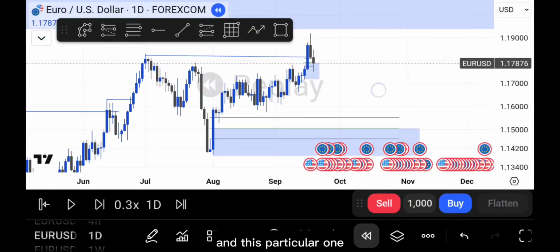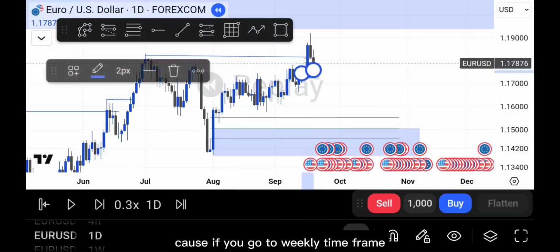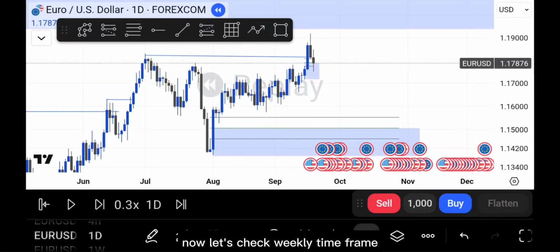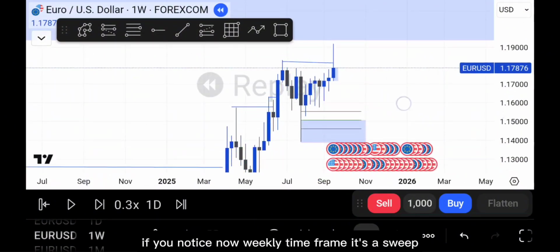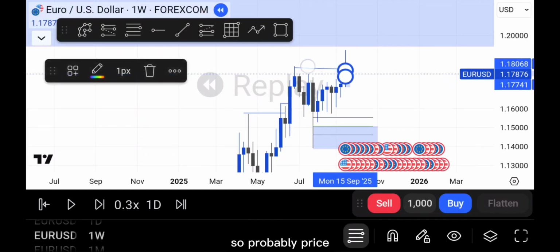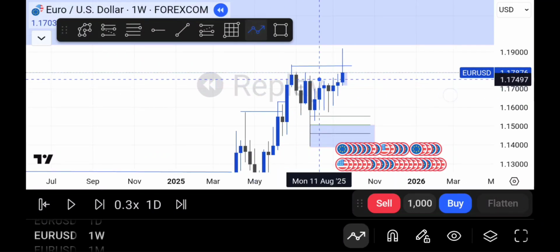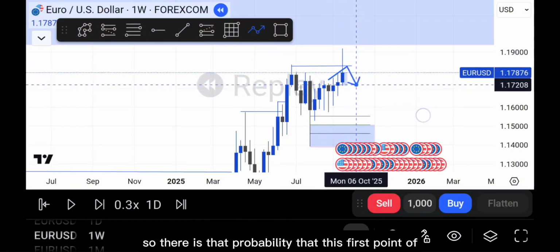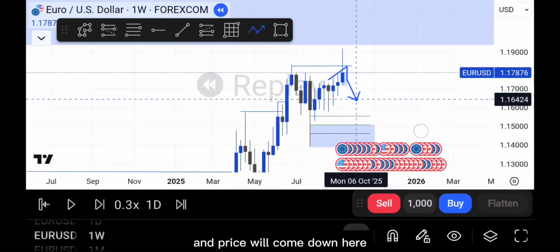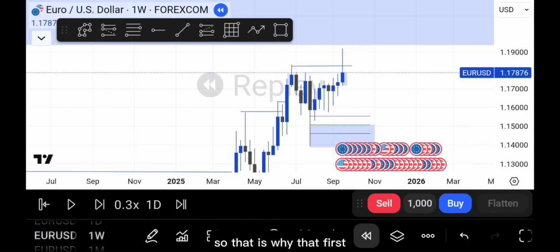And this particular one may fail, because if you go to the weekly time frame now, let's check the weekly time frame. If you notice now, on the weekly time frame, it's a sweep. Price did not close above here. So there's a probability that this first point of interest will fail and price will come down here, use it, and continue on. So that is why that first point of interest might not work.